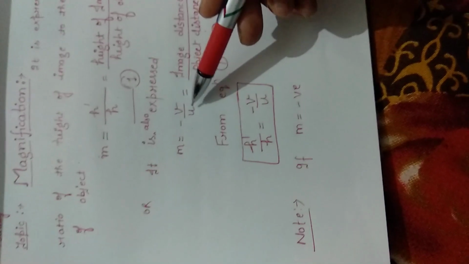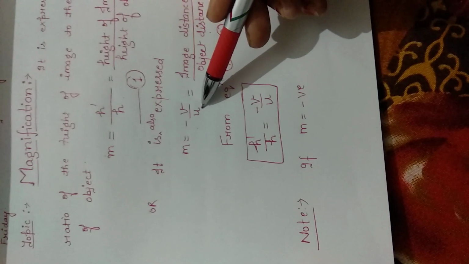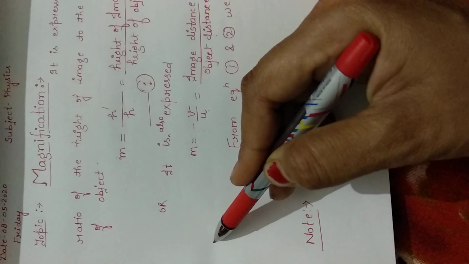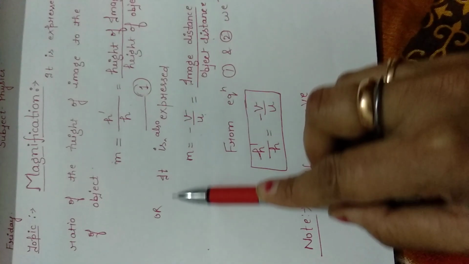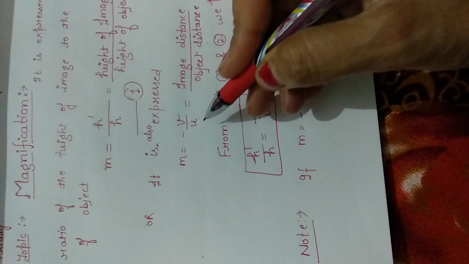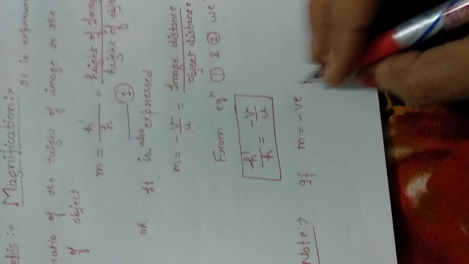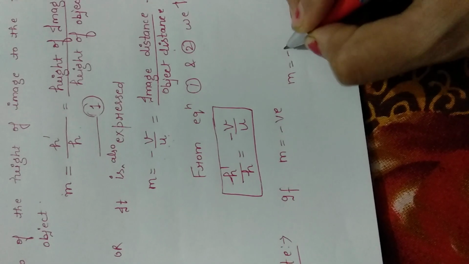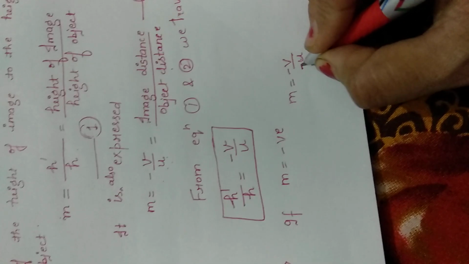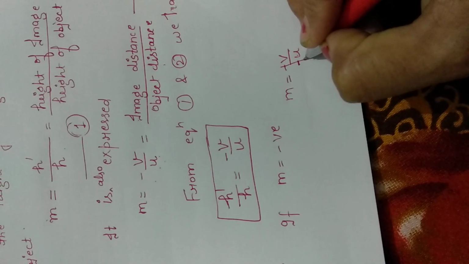this formula. Always remember, u is always negative, because the object is always placed on the left hand side of the pole. So the distances which are on the left hand side of the origin are taken as negative. So u is always negative. When u is always negative, just think over here, m is equals to minus v upon u, and u is always negative, so the value which you are going to keep over here will be negative. So this minus sign will get cancelled out.